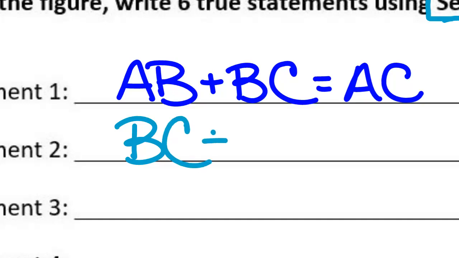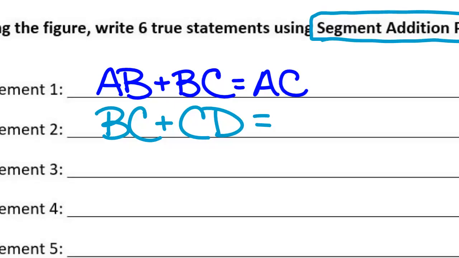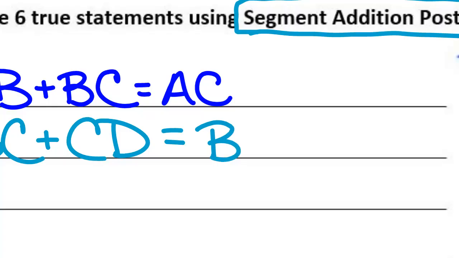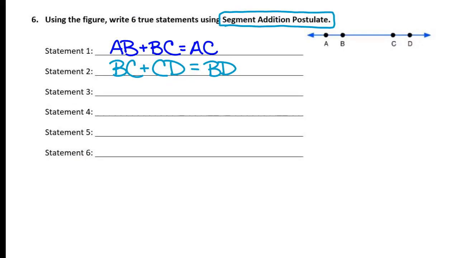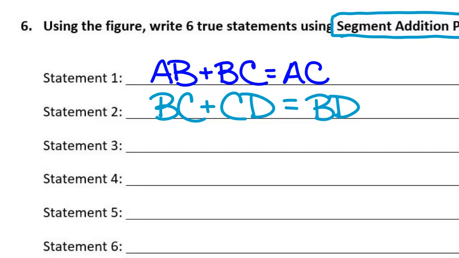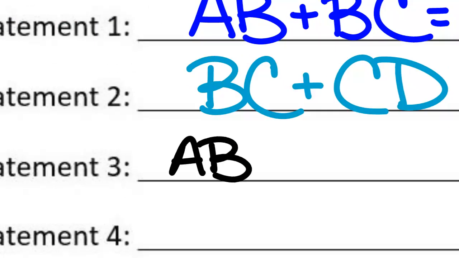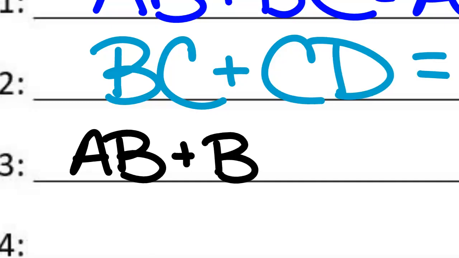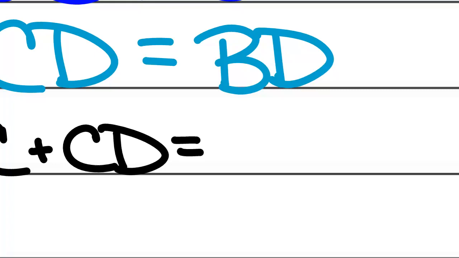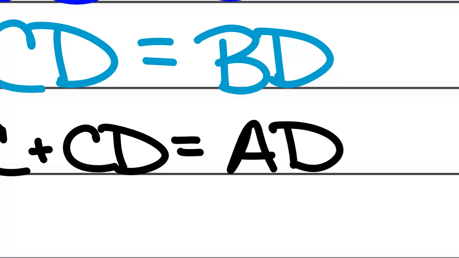BC plus CD equals what? It does not equal AD. Equals BD, yes. What about if I wanted something equal to all of AD? How many pieces do I have to add together to get all of AD? AB plus BC plus CD equals AD. We could absolutely do it like that.